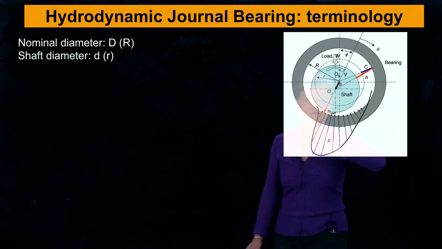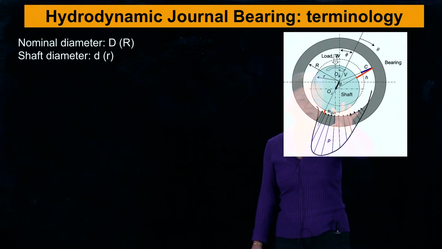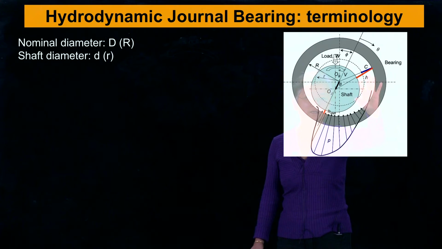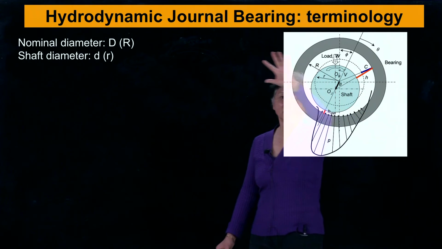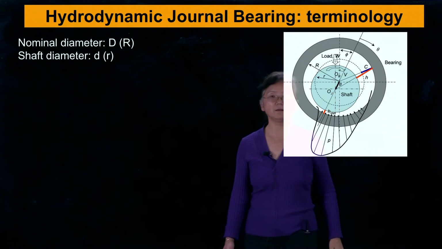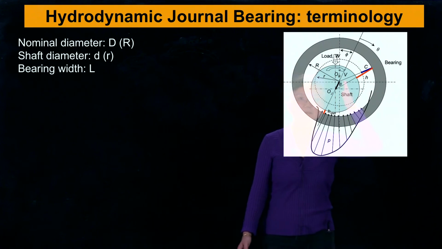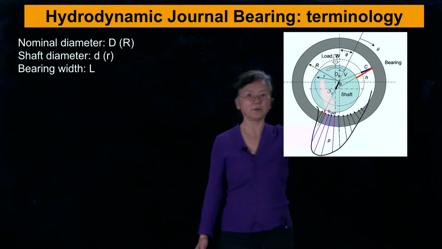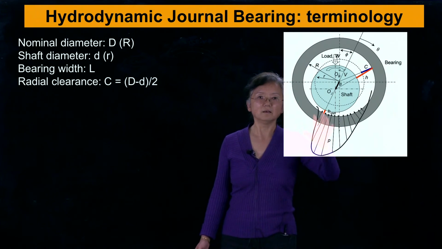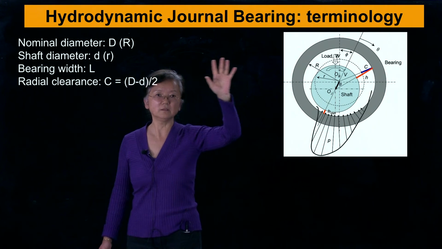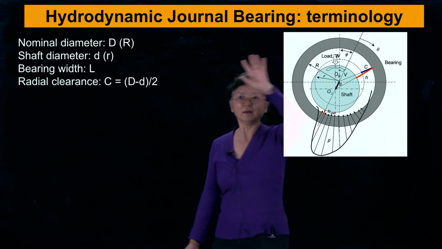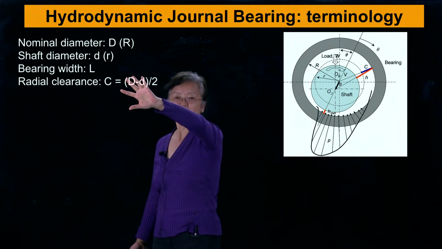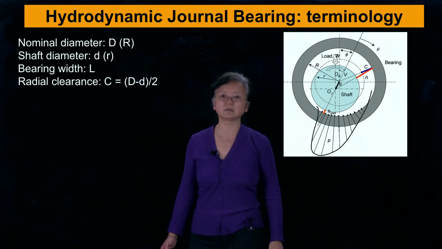However, as I mentioned several times, the difference between the two diameters, the bearing diameter and the shaft diameter, is very small. Basically it is only the tolerance. So the tolerance determines the difference between the two diameters. Also in this direction, which is the axial direction, we define the bearing width, or sometimes people call it bearing length, which is L. And then, as I mentioned, the radial clearance is between the two radii. I expressed them over here, but we know this is only due to the tolerance.